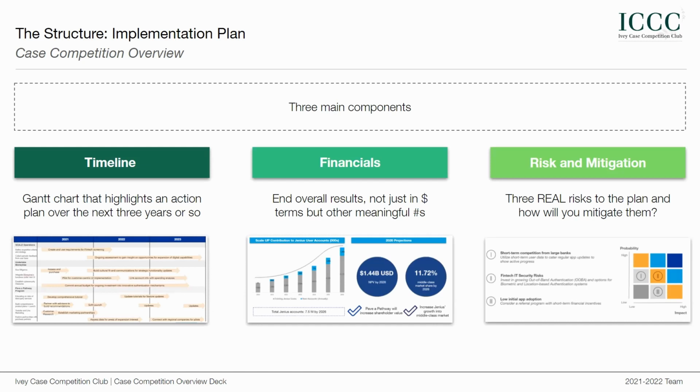The third part of the implementation plan is risk and mitigation. Every recommendation comes with some risks, and being able to identify upfront what those risks are, and furthermore come up with a short 1 to 2 sentence plan on how you would mitigate them, allows you to show that you've really thought about all the opportunities and potentials with this recommendation, and is highly recommended at the end of your presentation.